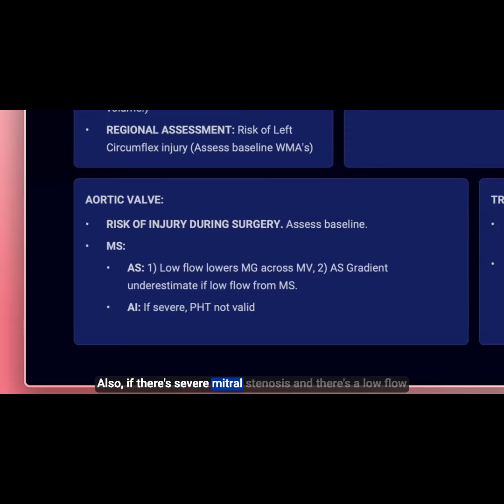Also, if there's severe mitral stenosis and there's a low flow state from that, it can artificially lower the gradient across the aortic valve. So these two can affect each other when there's significant severity from one interacting with the other. Also, significant aortic insufficiency can make pressure half-time measurements invalid.